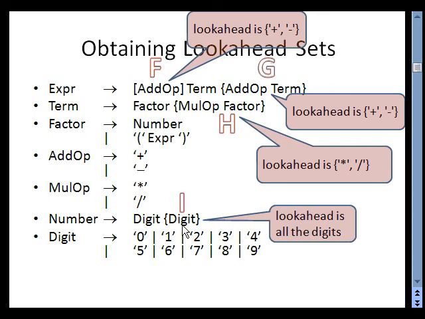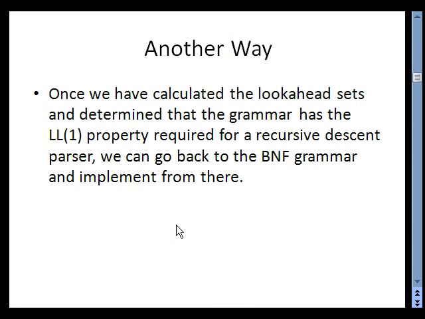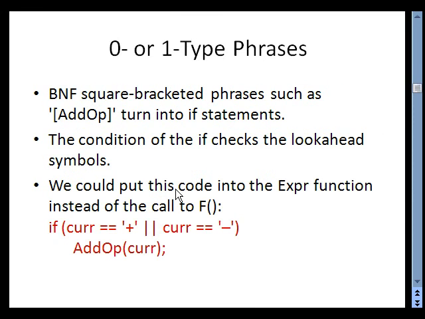but we're going to go back to the Backus-Naur form and use those look-ahead sets right here in this part of the rule. I'll show you what I mean. This just basically says what I said. We can go back to the Backus-Naur form grammar and implement straight from there and not include F, G, H, and I.